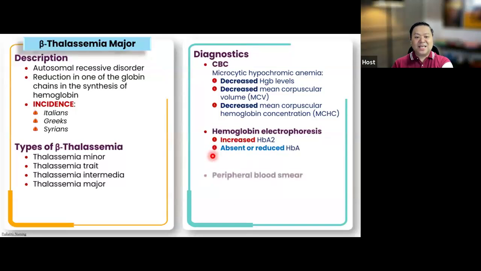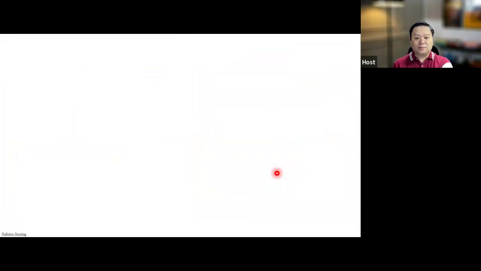Now, another testing here is what we call the peripheral blood smear, which is going to show anisocytosis or poikilocytosis. Basically, the red blood cells have abnormal shapes, which is going to affect their integrity. They are not going to be able to last long as compared to the normal red blood cell.